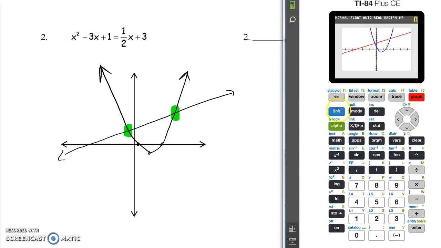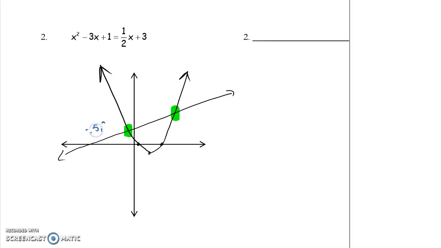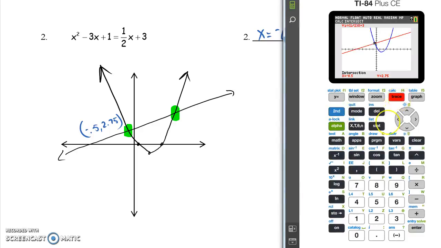So, just like before, it's second trace 5. I'm close to an intersection, so I hit enter, enter, enter. The intersection is at negative 0.5, 2.75. Which means this first solution is x equals negative 0.5. Second solution, second trace 5. Scroll closer to the second intersection. If you don't scroll closer, you will not find the new intersection point. Get closer, and we hit enter 3 times.